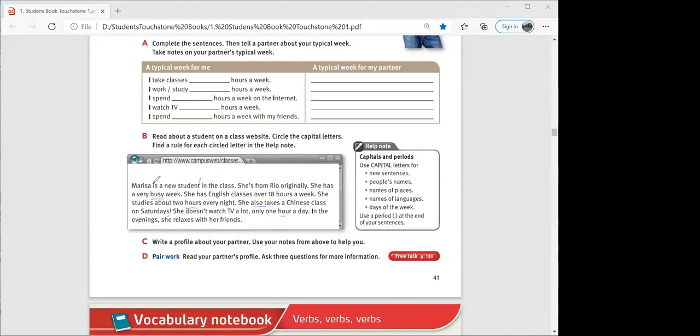All right, "students." Marisa is a new student, no "students." It's not plural. Student. She's from Rio originally. She has a very busy, Alejandra, busy, not bossy. She has English classes over 18 hours a week. She studies about 2 hours.